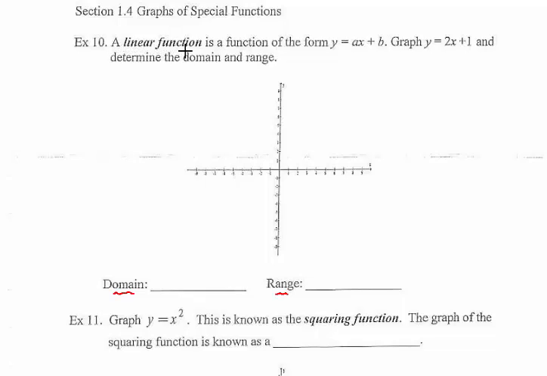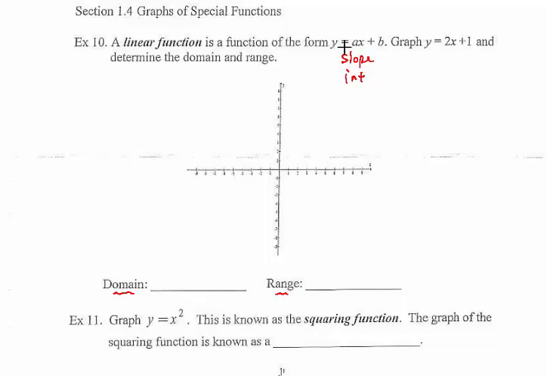Just like example 10, that's pretty much all we dealt with in intro algebra, linear functions. Okay, and here what we have is the slope-intercept form. Okay, y equals ax plus b, and the only difference being that a is our slope, and usually we use the letter m for the slope.